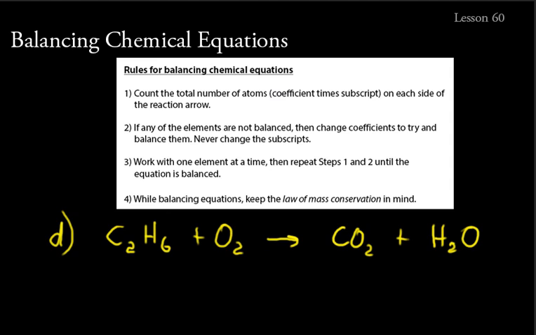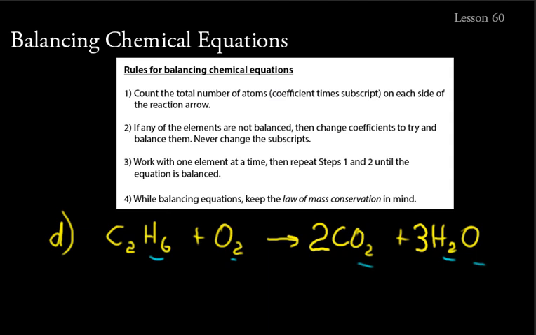So we count atoms. Starting with carbon, we already see a difference: 2 carbons on the left, 1 on the right. Hydrogens, we see 6 on the left, only 2 on the right. Oxygens, we have 2 on the left, 1, 2, 3 on the right. So starting with carbon, we'll put a 2 here because now we have 2 carbons on each side. And then think about the hydrogen, 6 on the left, so we know we could put a 3 here because 3 times 2 is 6 hydrogens.